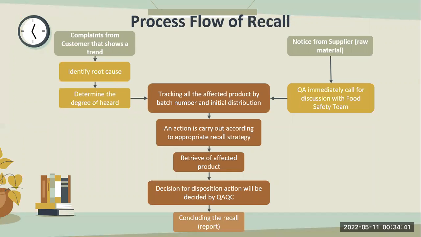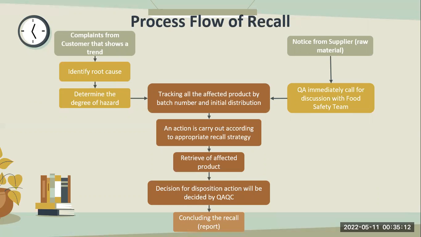This is the process flow for recall. We have two starting points. First, if customer complaints show a trend, the person in charge of customer complaints shall notify QA/QC. QA/QC will then identify the root cause, then determine the degree of hazard. Second, if a recall notice is given by a raw material supplier, QA shall immediately call for discussion with the food safety team.